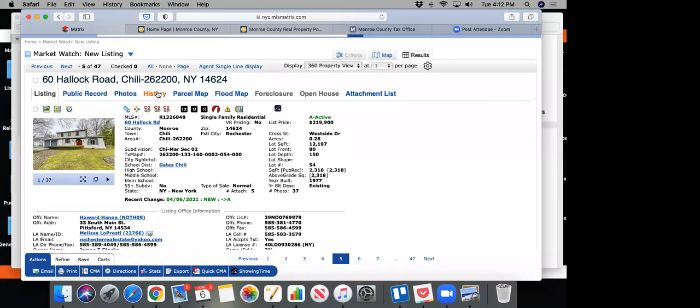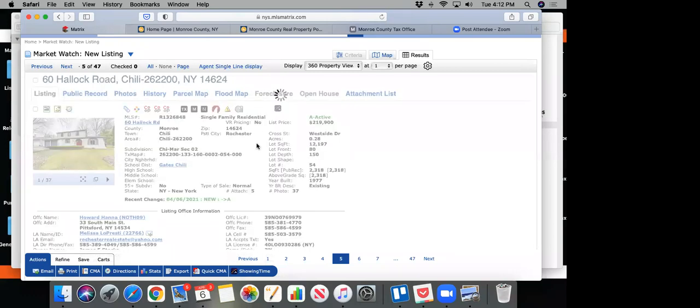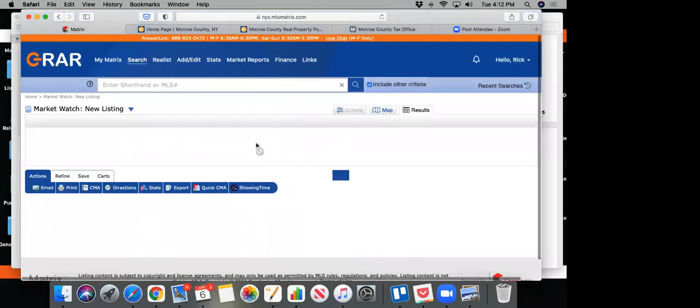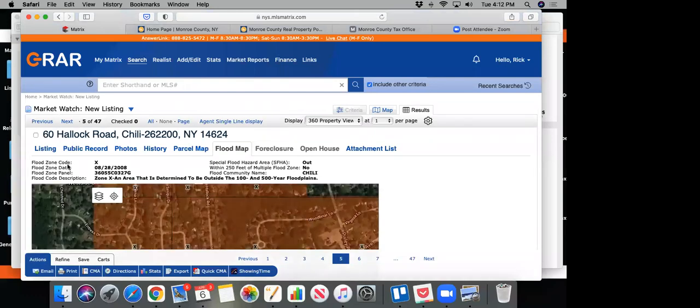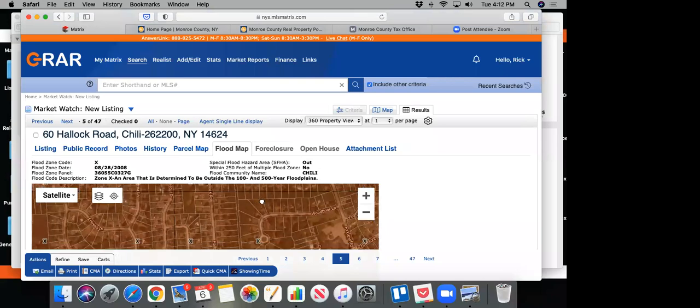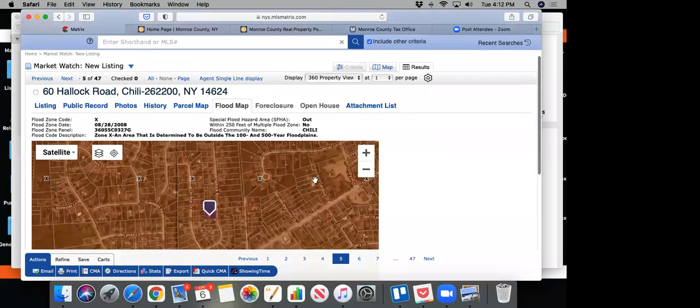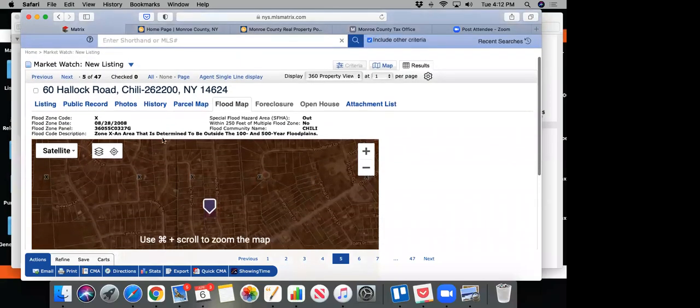This is nice too, because you're able to go in and see this flood map. You can see if the house is located in a flood zone. Flood zone code X, so it's out of the flood zone. This is always cool to have. They didn't have this for a while, but you can check different flood maps.